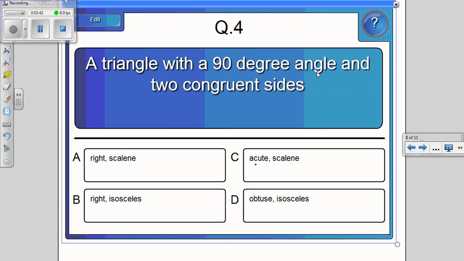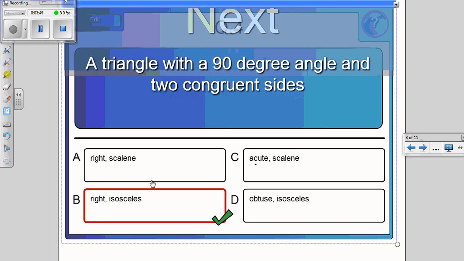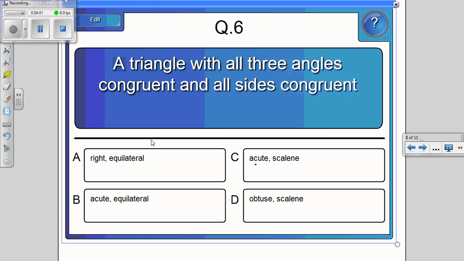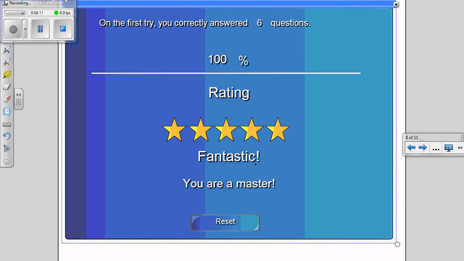Alright, a triangle with a 90-degree angle and two congruent sides. 90-degree angle, two congruent sides, so that's isosceles. Alright, another one. So you see that no congruent sides means it is scalene. A triangle with all three angles congruent and all three sides congruent. It's an acute equilateral. And we're finished. Alright, so that's how the triangle sum theorem works. Take notes.